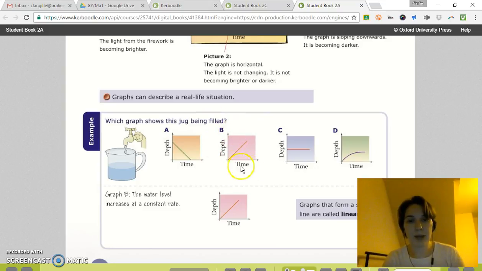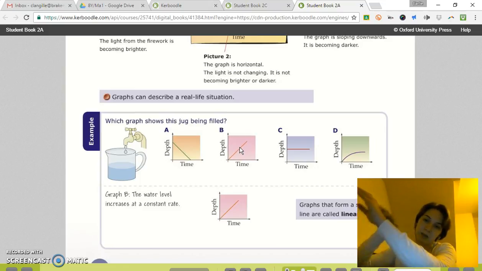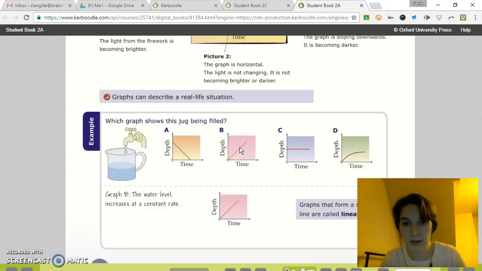Now, if we look at B, this one at least is pointing the right way. So this is looking positive, okay? So if we put a little man on there, he would be climbing up that slope, which means that it's increasing, all right? Which is what we want, because the amount of water in that jug is increasing. So this is definitely a possibility, but we're going to look at the rest of them too. C has a line that is completely flat. That means that nothing is changing. So that would be if I had a jug and I'd already filled it up with water, and then I didn't put any more water in it, that would be graph C.